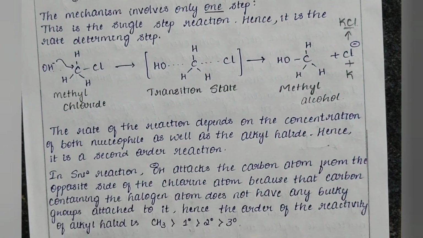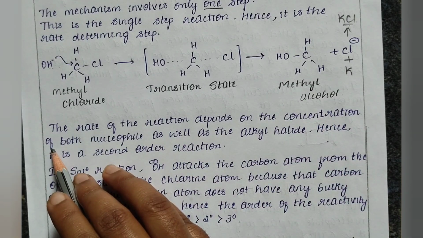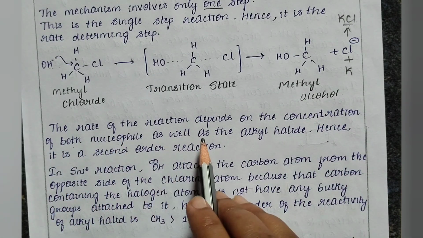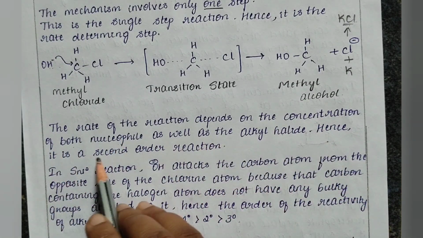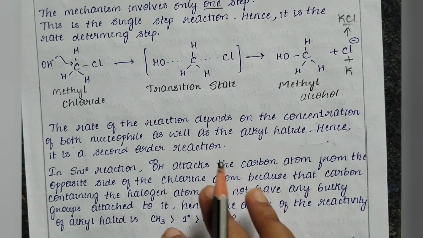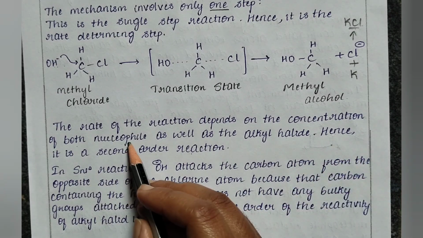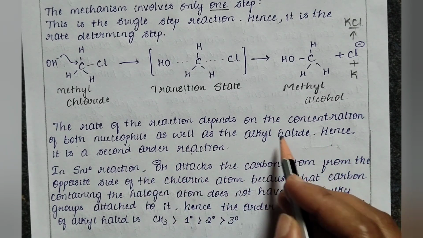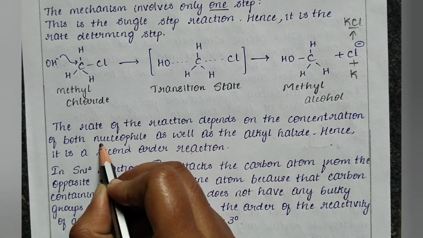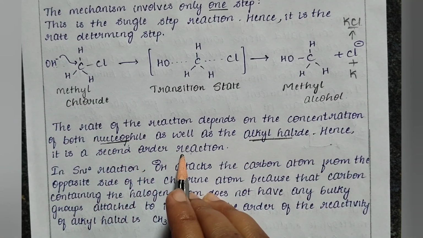Now let us see the description. The rate of the reaction depends on the concentration of both the nucleophile and the alkyl halide. Hence, it is a second order reaction. Since we know it is a single step reaction, the concentration of both the nucleophile and alkyl halide plays an important role. Since two reagents are involved in the rate determining step, this is a second order reaction.